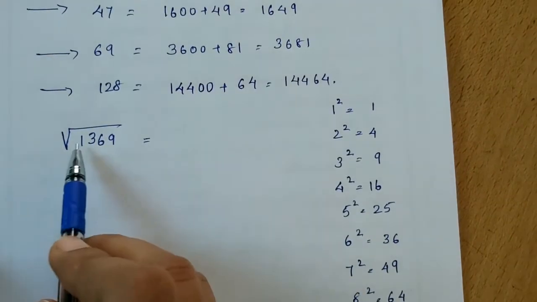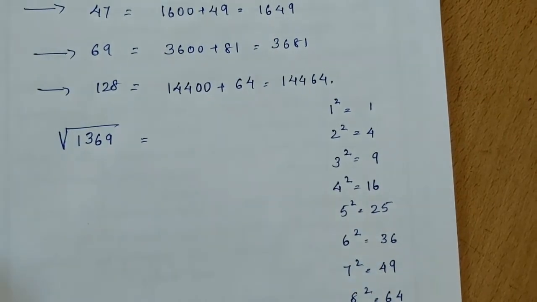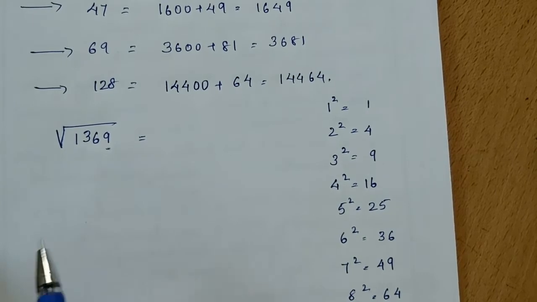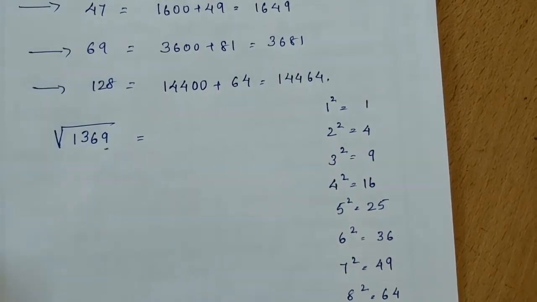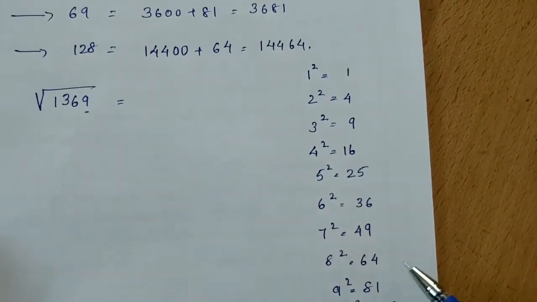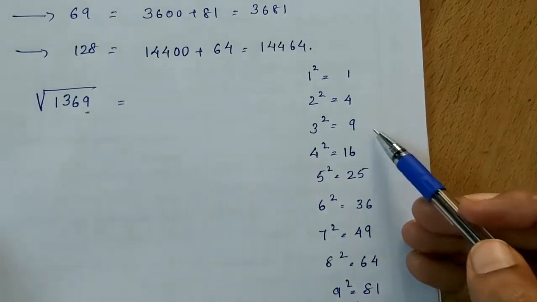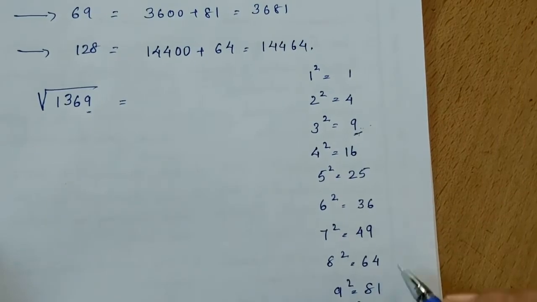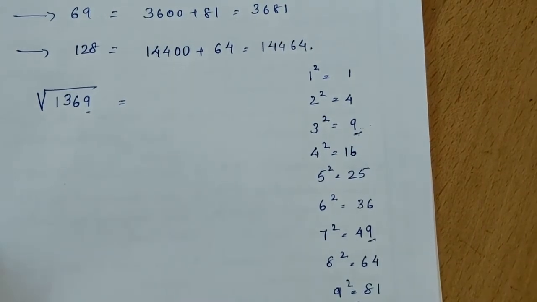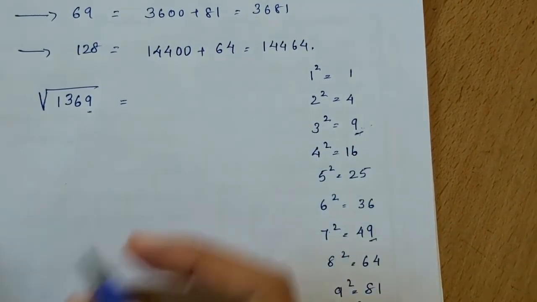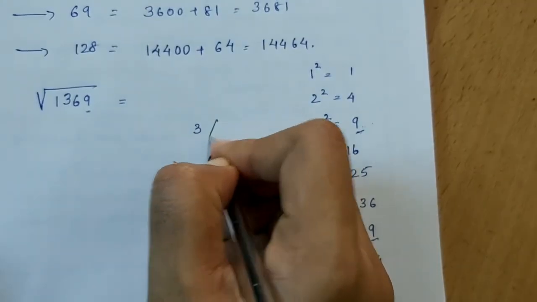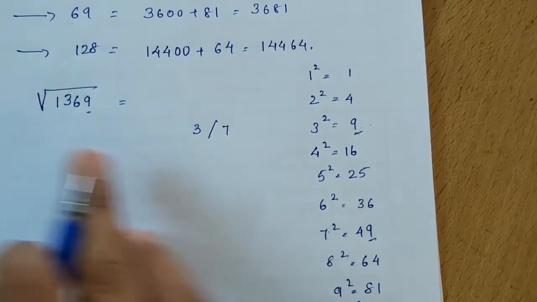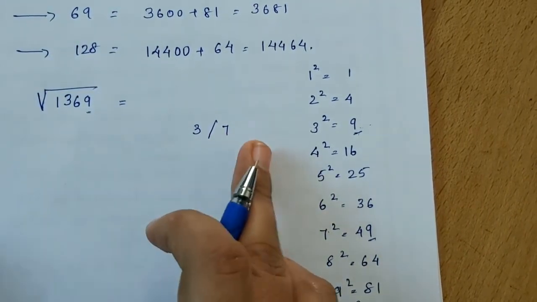Then our bigger number, 1369. Here the last digit is 9. So which number generates 9 as the square? Here two cases, 3 and 7. So we take this 3 and 7. So the square root of this number will end in either 3 or 7.